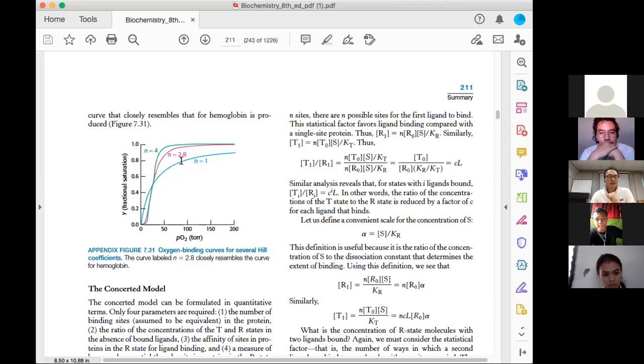But in reality, hemoglobin has a cooperativity of only 2.8. What does it mean? It means the hemoglobin in your body and my body are not perfectly cooperative. So if you ask the question, is the design of your body perfect? No. That's a good answer.